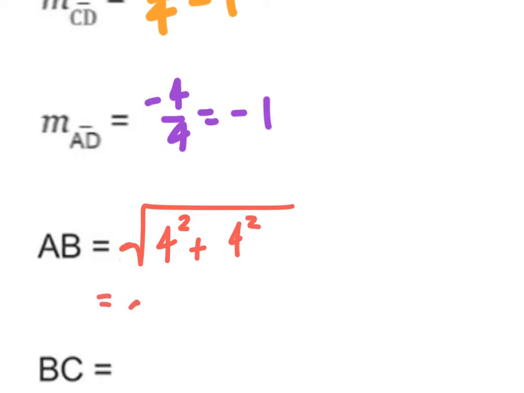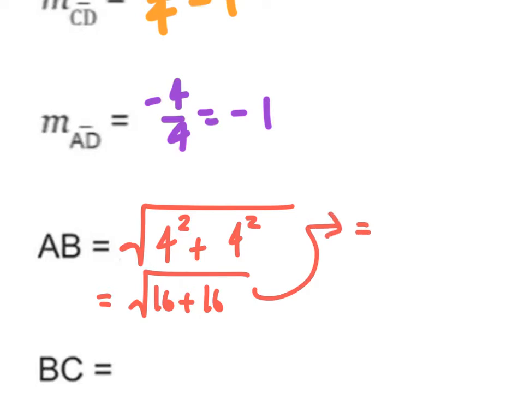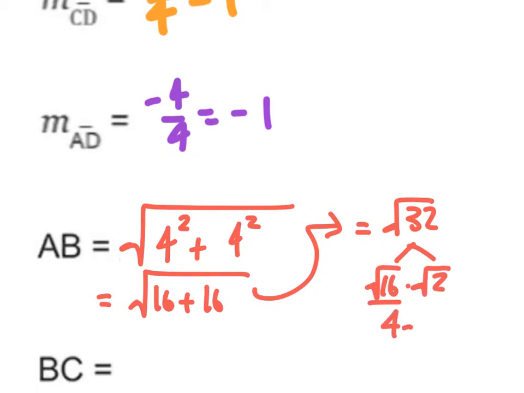Okay, and that's going to give me the square root of 16 plus 16, which is going to give me the square root of 32. Now if I simplify that, I can split that up into the square root of 16 times the square root of 2, and the square root of 16 is 4, so we get 4 square root of 2.